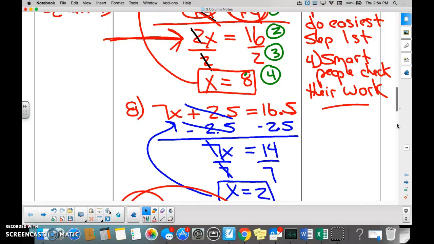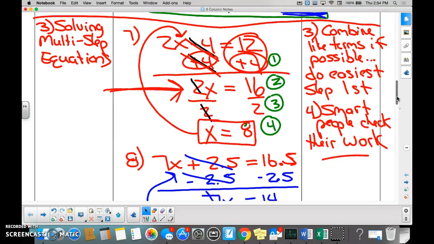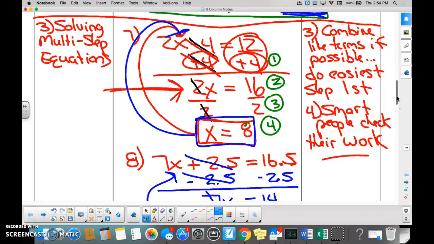And how do you double check your work in algebra? You plug in your answer to your work. So we said x equals 8 is our answer right here. We plugged x back into the original problem. And if 2 times 8 minus 4 is 12, we know we got the right answer. And 2 times 8 minus 4 is 12, right?